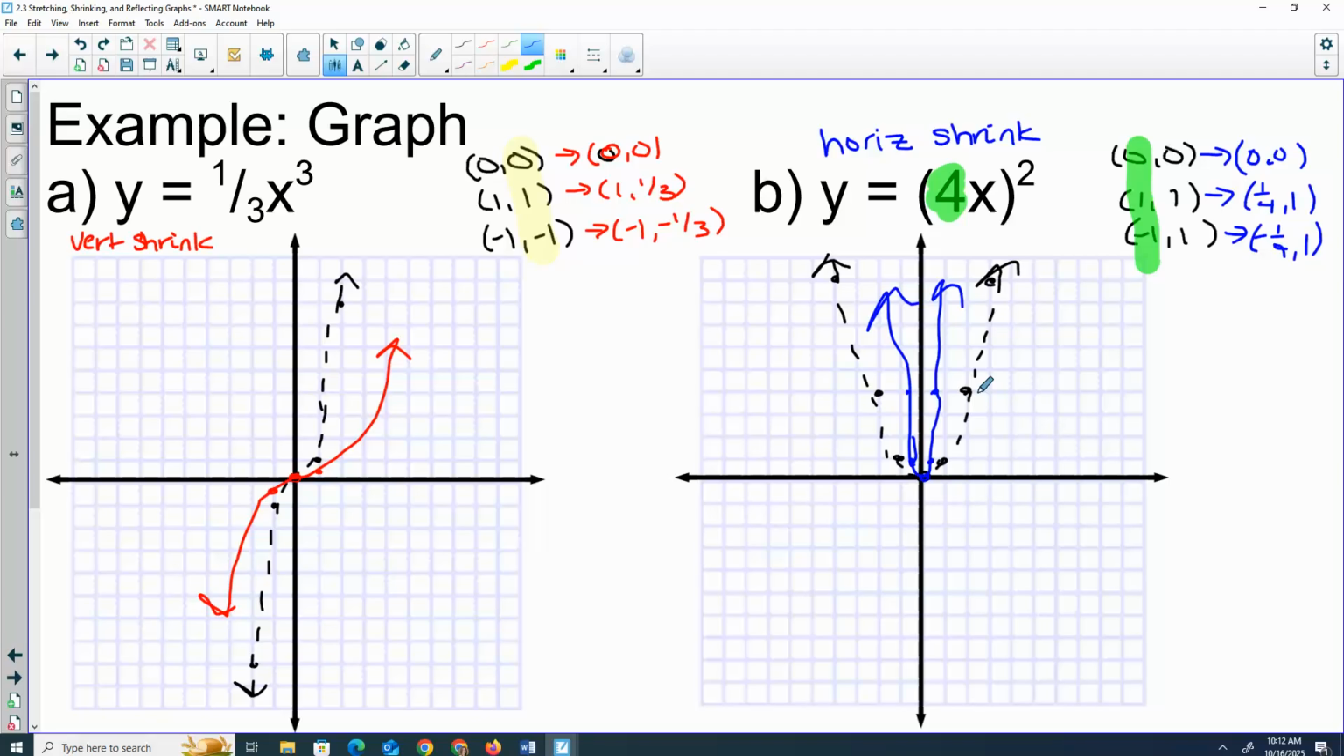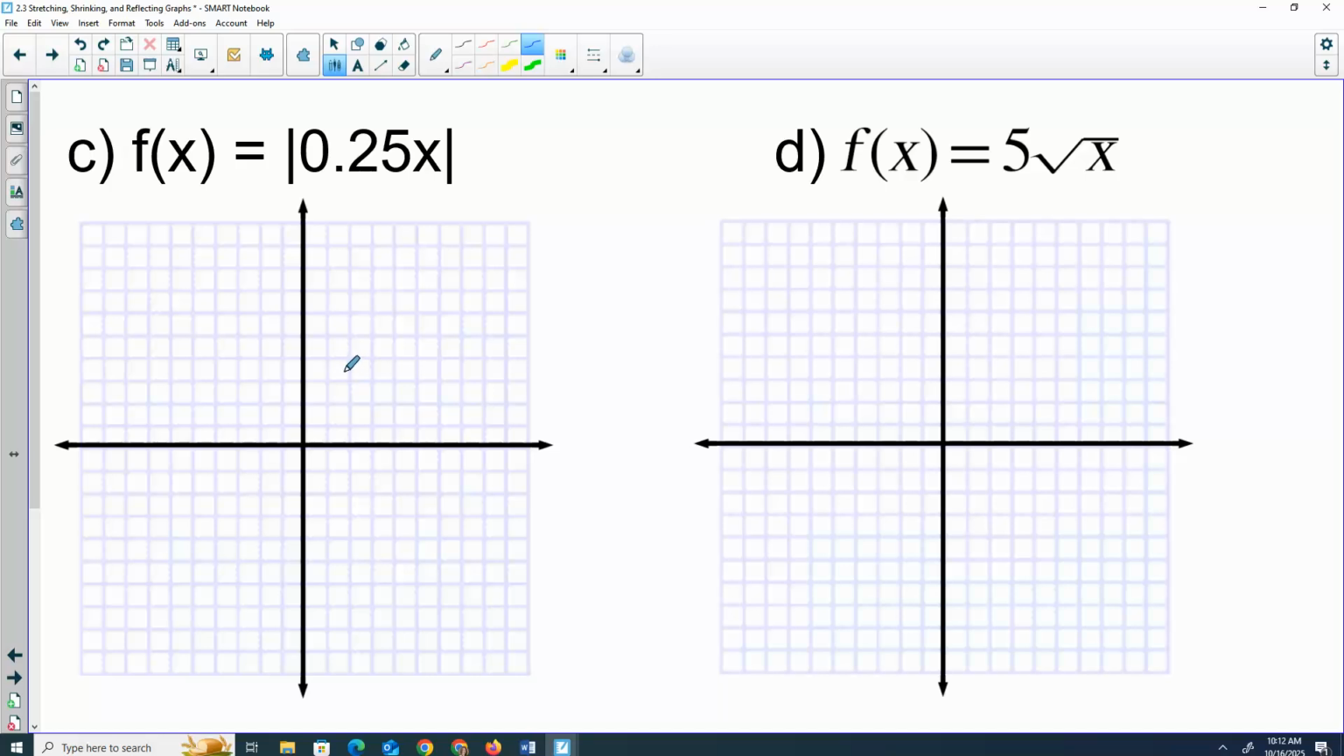All right, I think we still need a couple more. All right, what's my parent function on this one? Absolute value. So the absolute value is 0, 0, 1, 1, 2, 2, -1, 1, -2, 2. Okay, is this a horizontal or a vertical change? Inside is x, it's horizontal. Does the opposite. So when I see 0.25 or 1/4, I'm thinking shrink, but I know it's the opposite, so it's really going to stretch.